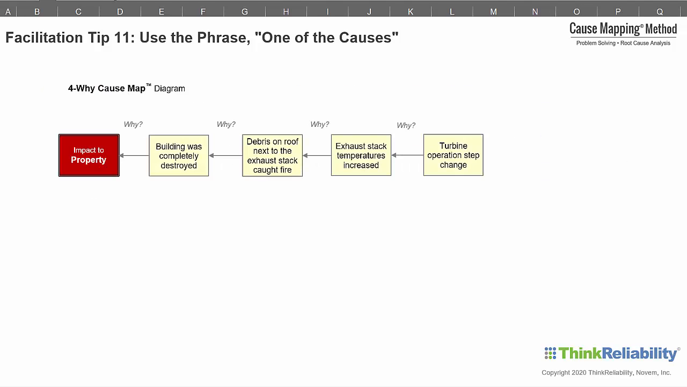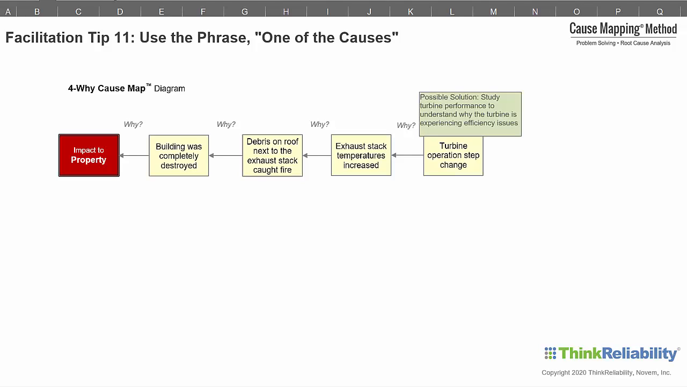Looking at this fire example, I get into this meeting and a particular individual in the room is adamant that the building was destroyed when the debris on the roof next to the exhaust stack caught fire. And again, they were adamant that this was because the exhaust stack temperatures increased when the turbine began to operate differently a couple months ago. There was a step change in its operation. We can capture that on a 4Y cause map diagram. Completely accurate, but it doesn't provide a lot of opportunity for solutions.